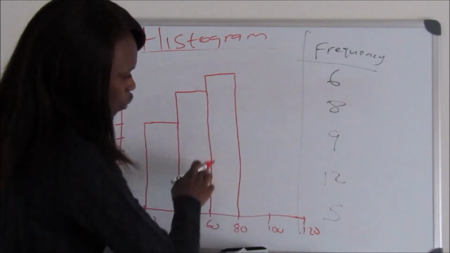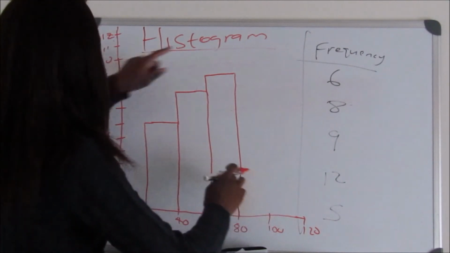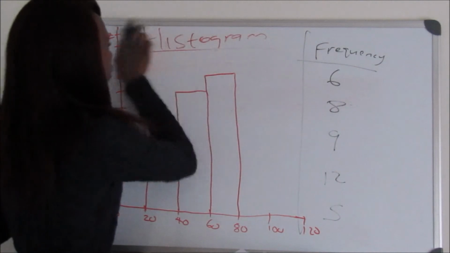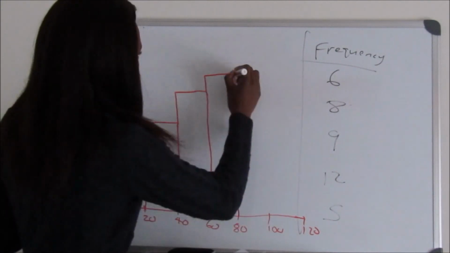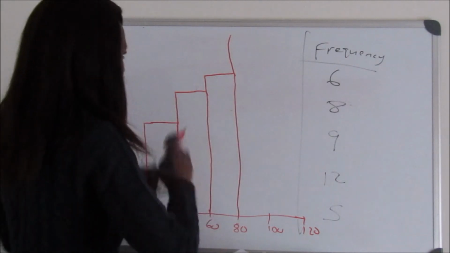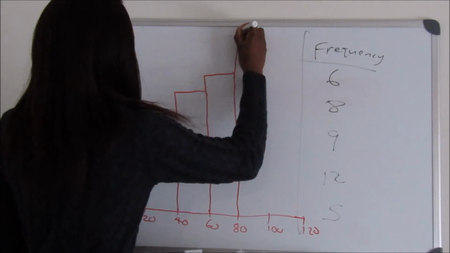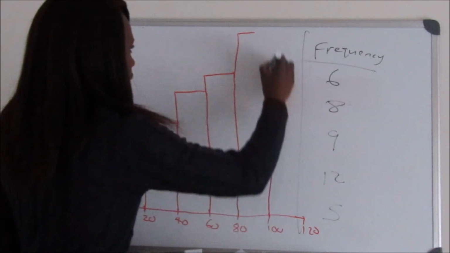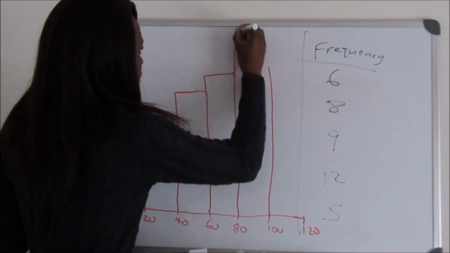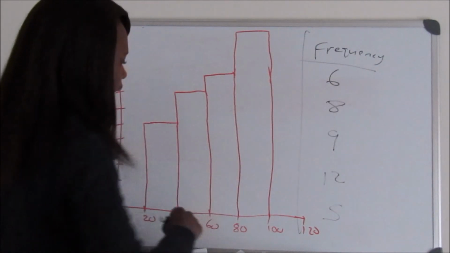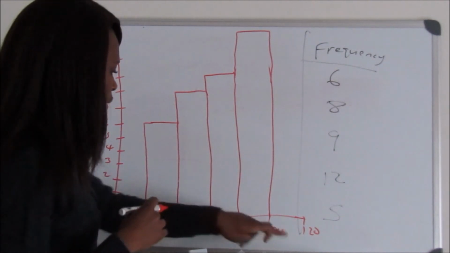And this one was 12, which was between 80 and 100. So 12 is up there. Oh, sorry guys, I made a huge mistake. So that will be 12 between 80 and 100 as well. Then the last one is between 101 and 120.